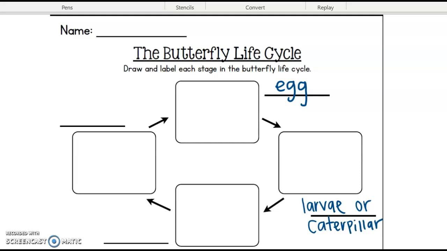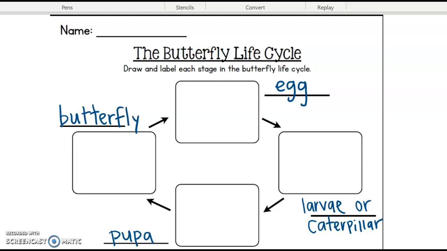And do you remember what happens when they go into their next phase? They become a pupa or a chrysalis. That's the little shell that they go into. Then the very last stage is what? You said butterfly, you are correct. The last stage is a butterfly.